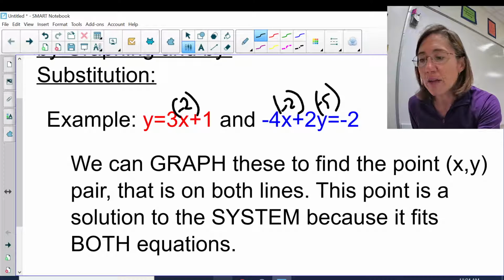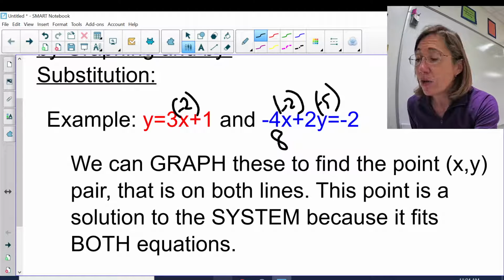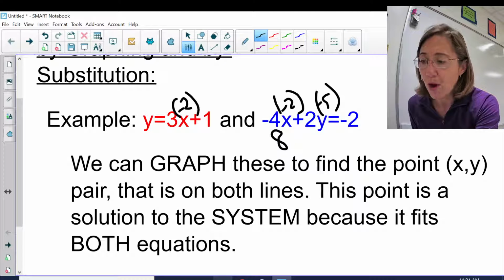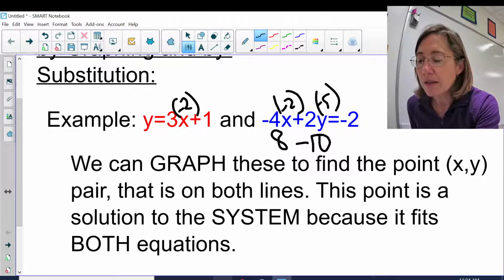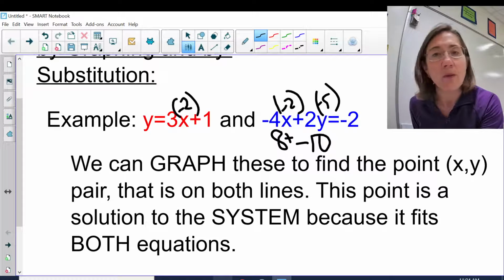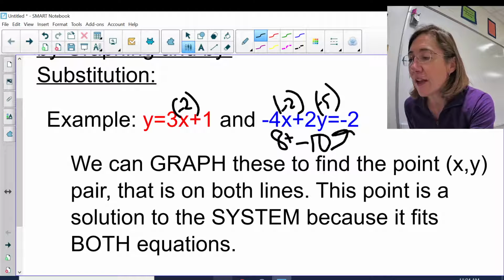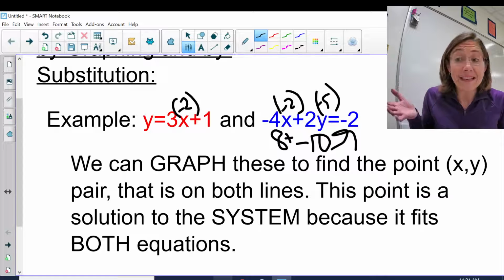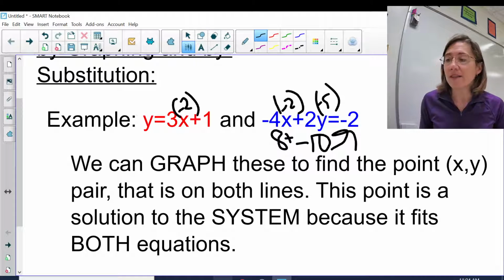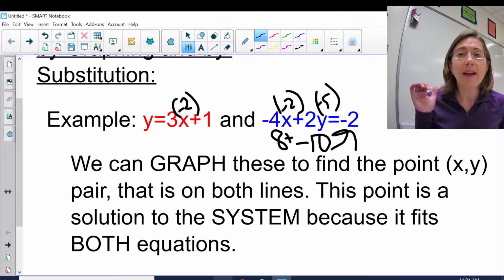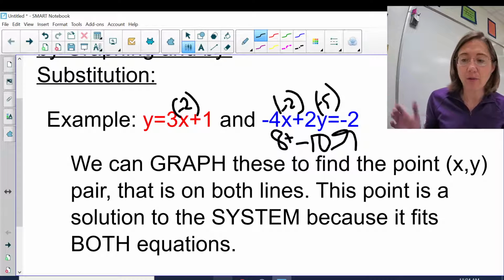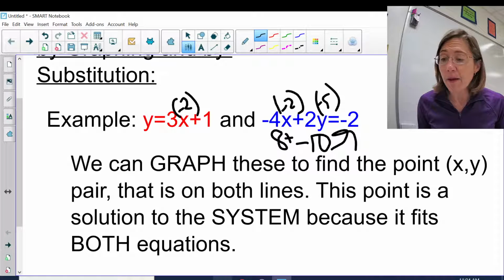So when I take -4 times -2, that would be a +8. When I take the 2 times the -5 from the 2y part, that would be a -10. And 8 plus -10, or 8 minus 10, whichever way you want to look at it, does that actually come out to your -2? Yes, it does. So it's a solution to the blue equation too. So that's how I can verify that that is actually the solution to the system, because it satisfies both of those equations. So, and we got that by graphing.